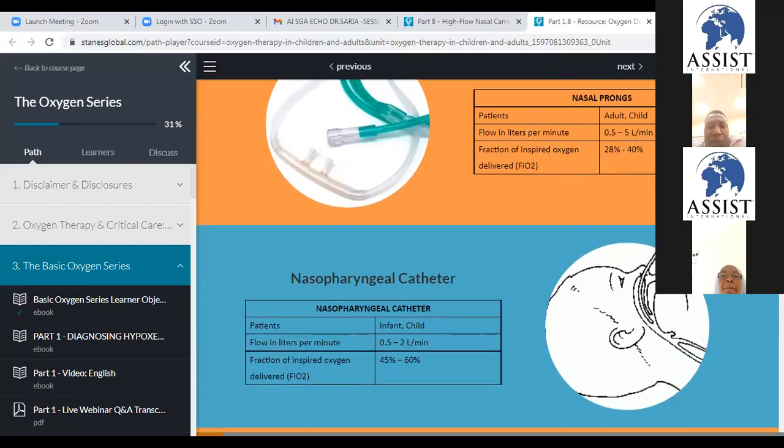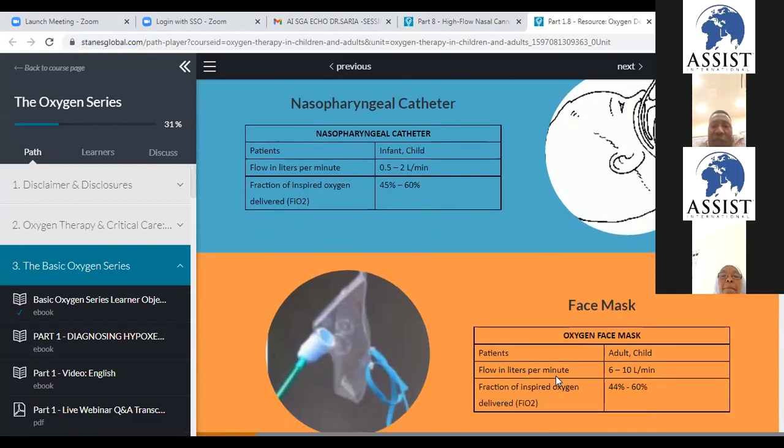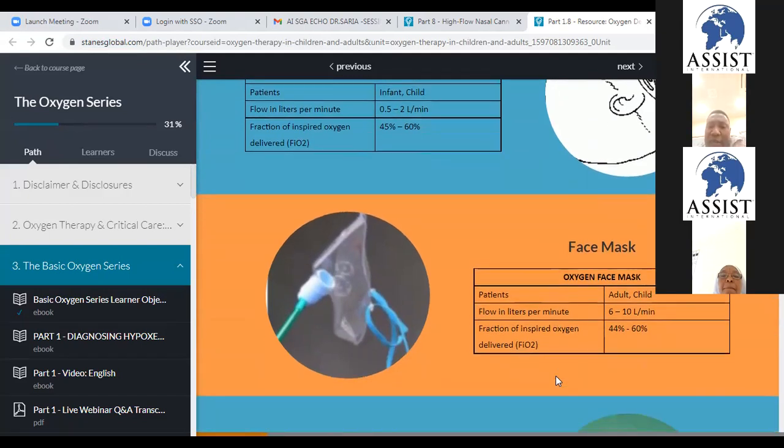This is followed by the nasopharyngeal catheter. As you can see, it can be used for children and infants. It is rarely used in adults. It can go up to 2 liters per minute, ranging from 0.5 to 4, and it can deliver 45% to 60% fraction of inspired oxygen concentration. This is followed by the oxygen mask. This is a simple oxygen mask which can be used in both adults and children. You can use a flow rate of 6 to 10 liters per minute, and it can give 44 to 60%, more or less the same as the catheter.